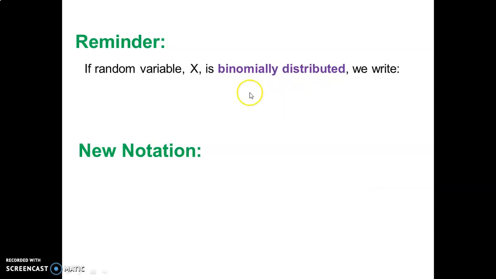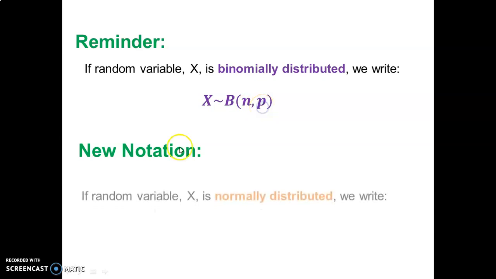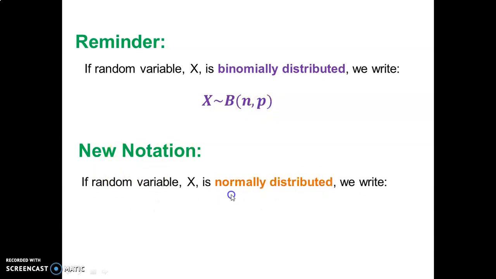Reminder, some notation. If a random variable x is binomially distributed, we write it like this, right? Random variable x distributed binomially, and here we write the number of trials and the probability. Now we're talking about a new notation for normal distribution. So if a random variable x is normally distributed, we write it like this: normally distributed, and in the brackets here, instead of trials and probability, we put the mean and the standard deviation squared, which is the variance. But we can usually see it written like this, something squared. So this number will be your standard deviation. Okay, let's take a look at how that works. So again, that's the mean, and this is the variance.